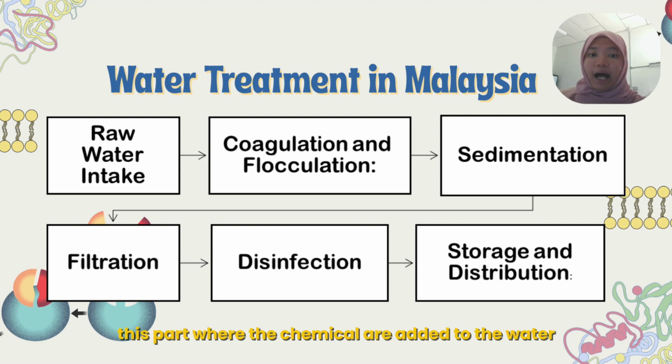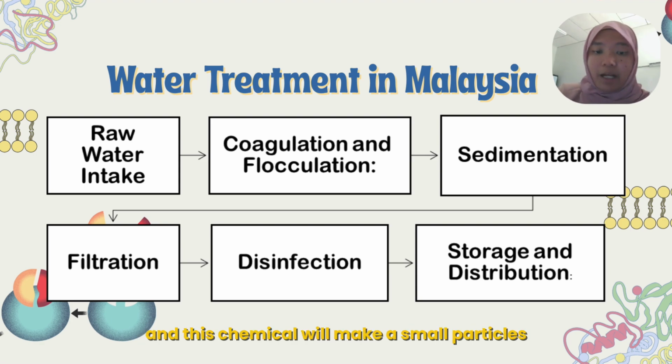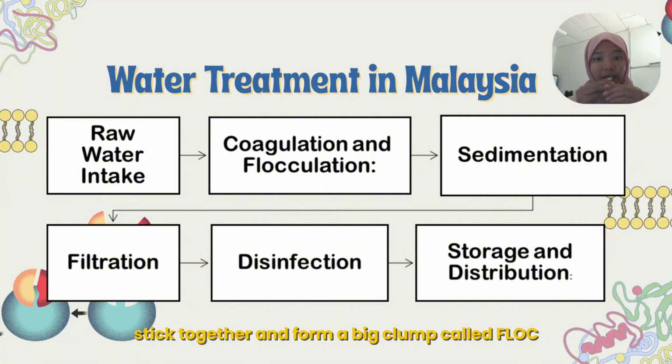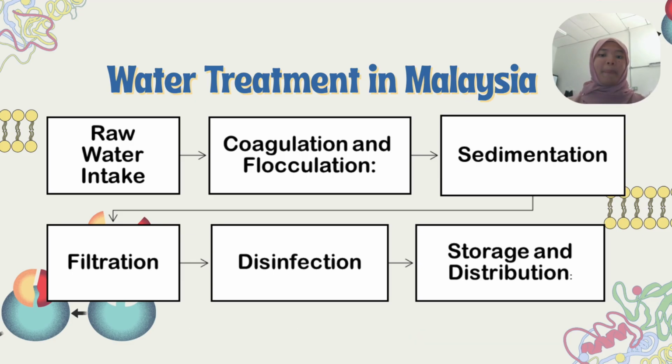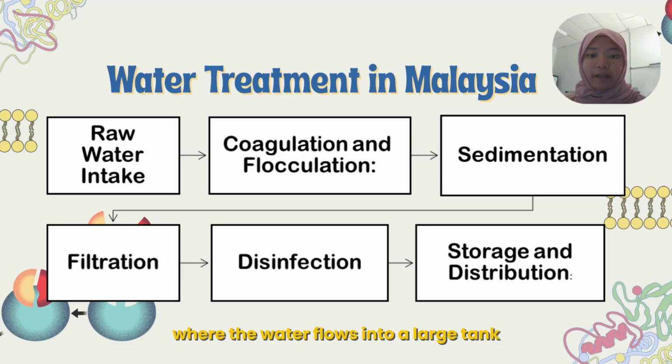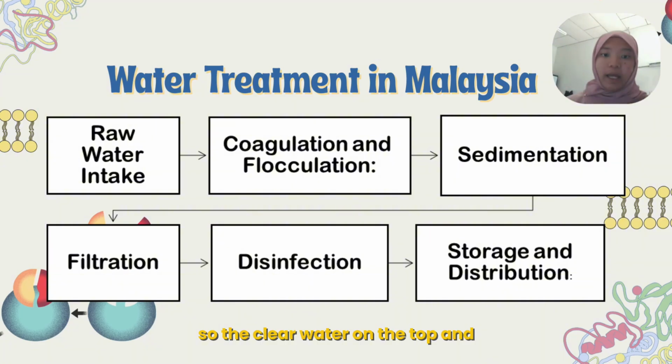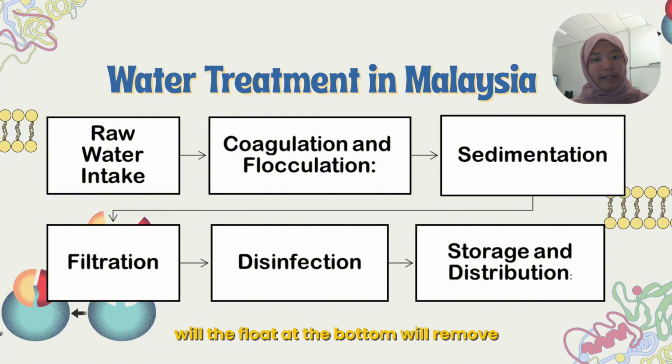This is the part where chemicals are added to the water, and these chemicals make small particles stick together and form a big clump called floc. The third part is sedimentation, where the water flows into a large tank and the floc settles down to the bottom. So the clear water is on top and the floc at the bottom is removed.